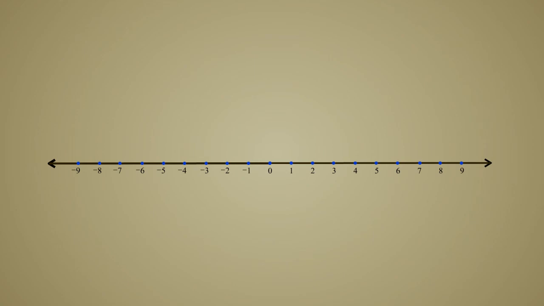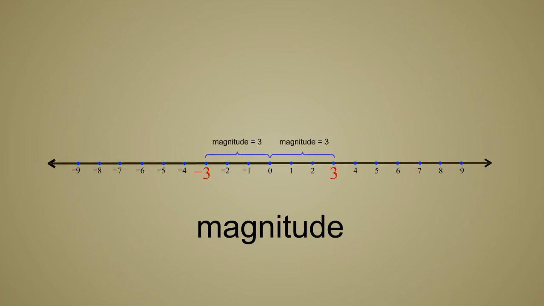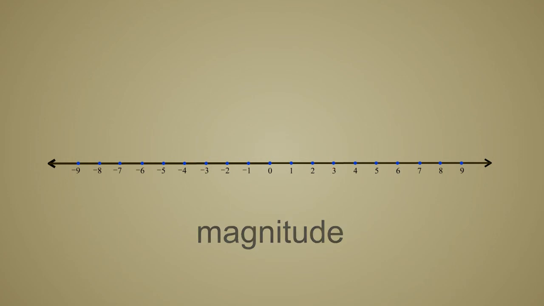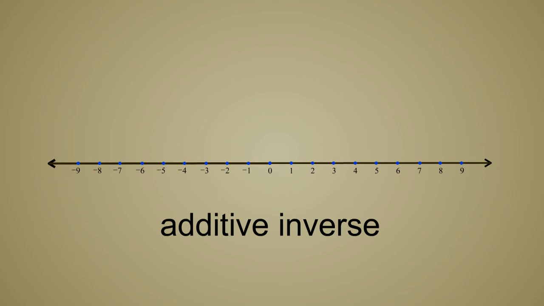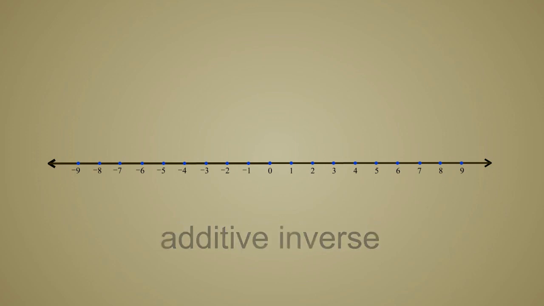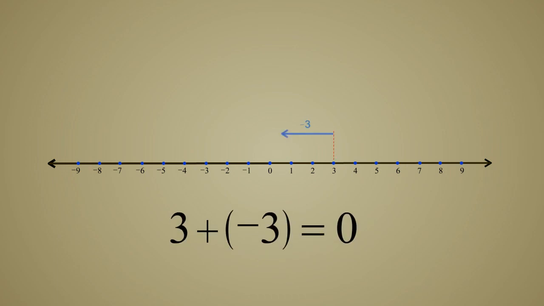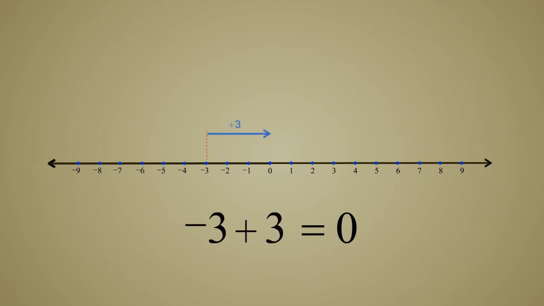The distance from a number to the origin is called its magnitude or absolute value. For instance, the numbers positive 3 and negative 3 have opposite signs but the same magnitude since they are located the same distance from the origin. If you take any number, positive or negative, and add a number of the same magnitude but the opposite sign, the result will be 0. This number of equal magnitude and opposite sign is called the number's additive inverse. Any number plus its additive inverse is 0. For example, the additive inverse of positive 3 is negative 3, and the additive inverse of negative 3 is positive 3.